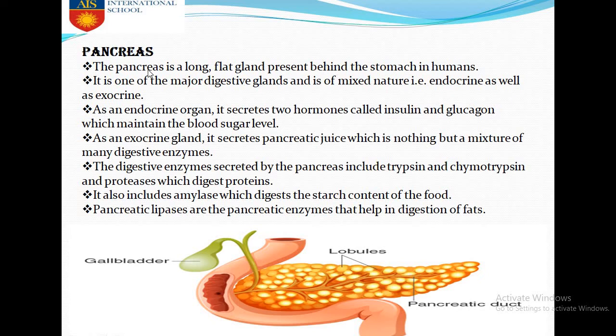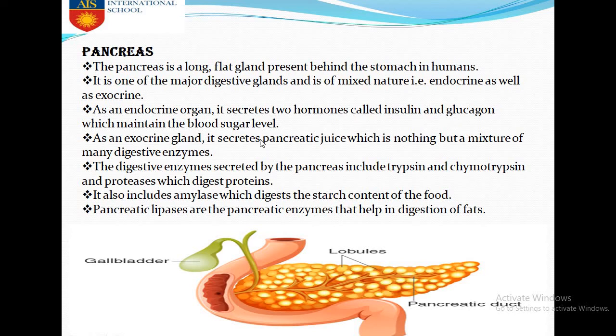Endocrine means ductless, and exocrine means with duct. Endocrine glands release a hormone directly into the blood. And which are the two hormones? Insulin and glucagon, which maintain our blood sugar level. When there is a high sugar level, insulin is secreted. When there is a low sugar level, glucagon is secreted to maintain its level.